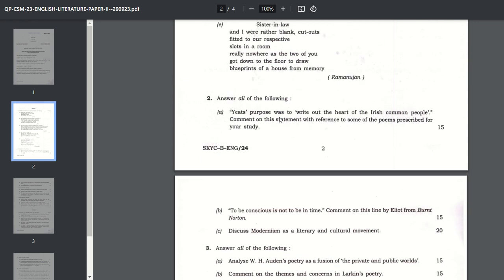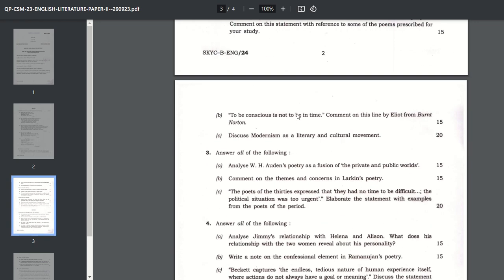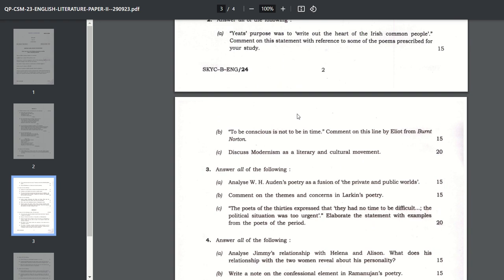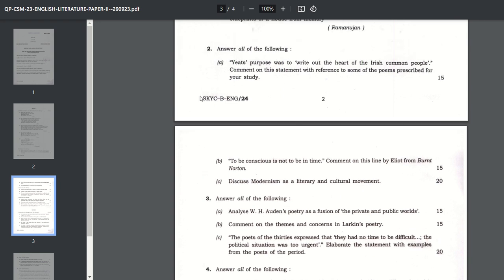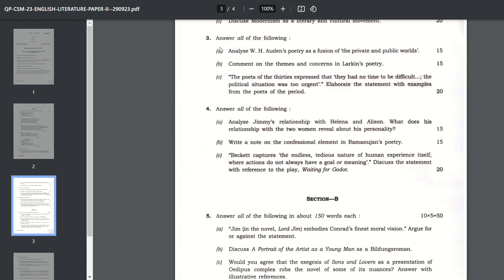Next you have question number 2. Questions 2, 3 and 4 are asked from section A of the syllabus of paper 2. Suppose you choose question number 2, you have to answer A, B and C, all the three. Again the marking scheme goes 15, 15 and 20. Again you have question number 3; if you are choosing it, you have to attempt all the three.